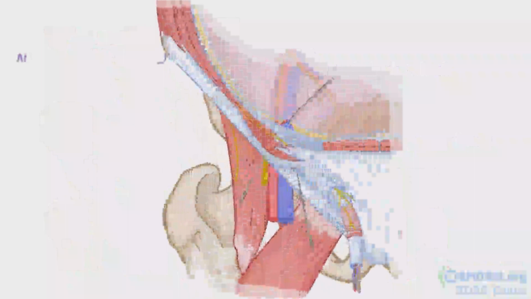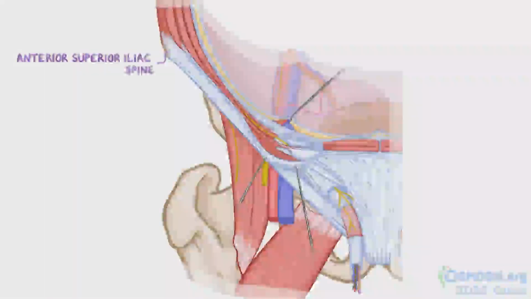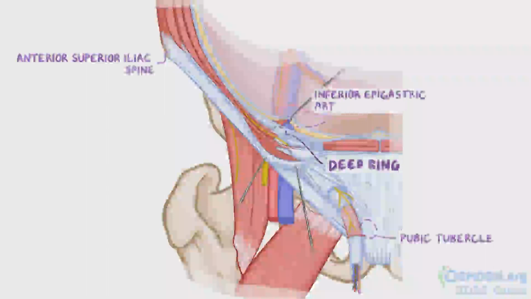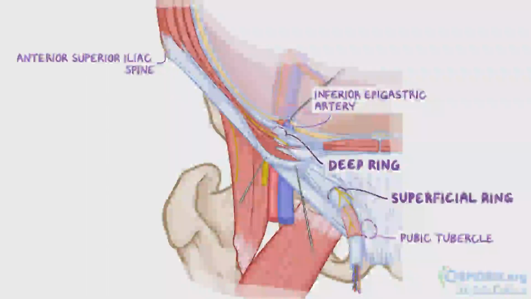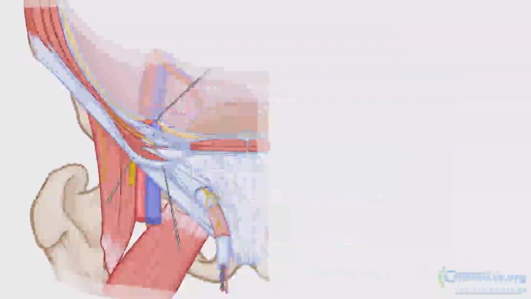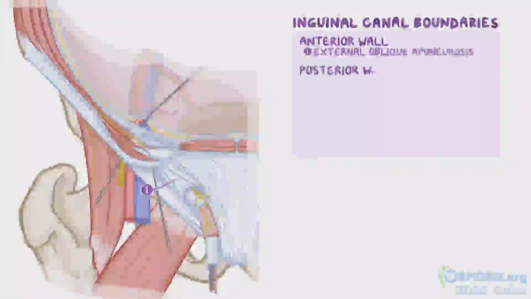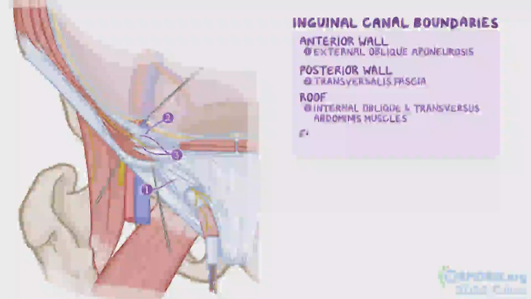Alright, as a quick recap, the inguinal ligament extends from the anterior superior iliac spine of the ilium to the pubic tubercle on the pubic bone. The inguinal canal has a deep ring, located just lateral to the inferior epigastric artery, and a superficial ring. The inguinal canal has four boundaries, which are the anterior wall consisting of the external oblique aponeurosis, the posterior wall consisting of the transversalis fascia, the roof formed by the internal oblique and transversus abdominis muscles, and finally the floor, which consists of the inguinal and lacunar ligaments.